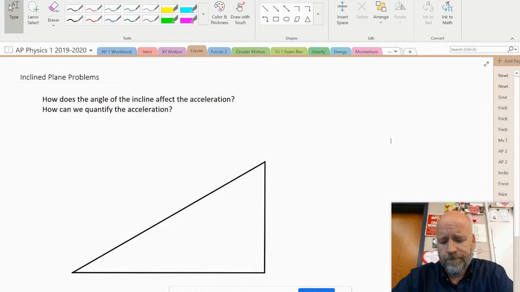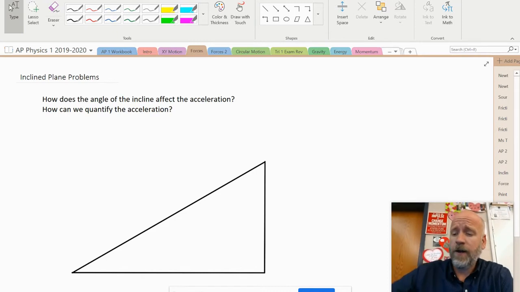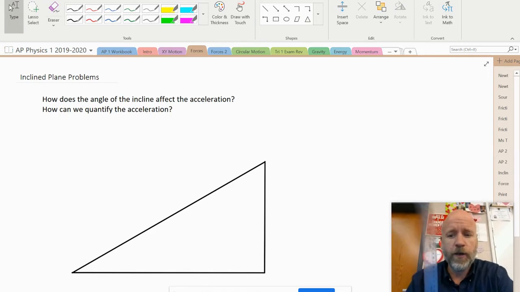Hey, everybody. So, here we go. We are shifting gears, and in fact, we're going to shift our XY coordinate plane in just a moment. But right now, what I need you to do is to find a straight edge of some type in your house, ruler, edge of a book, something that you can draw a nice straight line with.